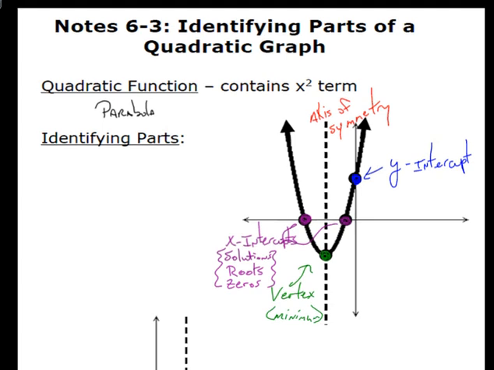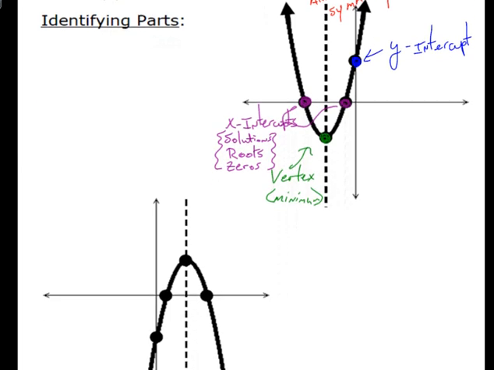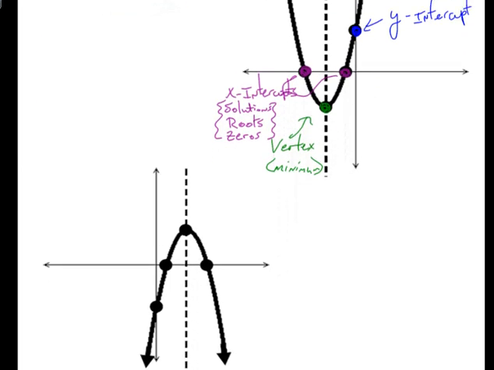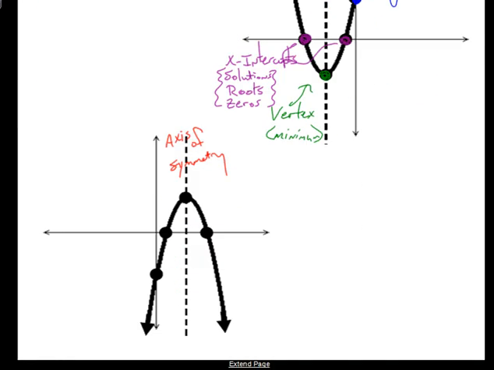Now, parabolas can also be facing downward, and we label them the same way. Again, my axis of symmetry. This is what splits it in half. Here, this is my vertex. In this case, my vertex is a maximum. That's the highest point this parabola goes.